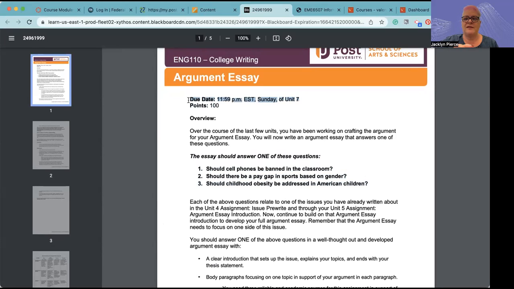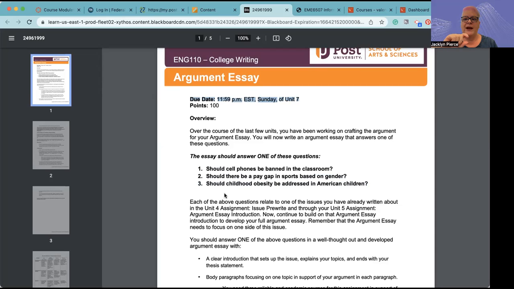So this is the assignment sheet for the full essay, what you're going to be doing in the essay itself, but your introduction needs to relate to it. So it's important to be thinking about the argument essay as a whole and then writing your introduction this week. So again, the 3 choices are: should cell phones be banned in the classroom? Should there be a pay gap in sports based on gender? And should childhood obesity be addressed in American children?